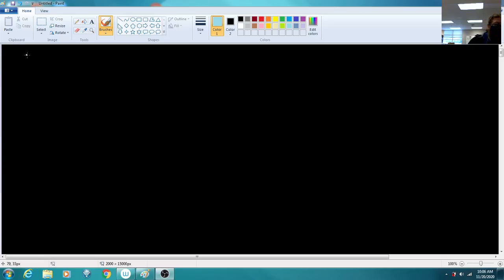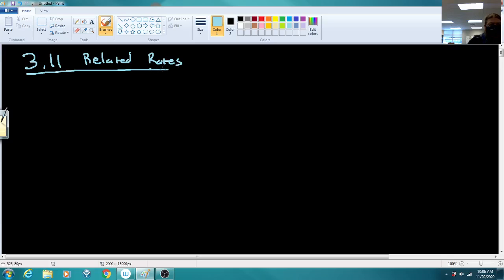All right, we're going to be looking at section 3.11, over topics called related rates. So we're just going to go through the book's examples. They've got a bunch of good examples in there, so we're going to take a look at those, the examples they give in the book. These are also common ones that would be on the AP test. We'll just go through and take a look at it.